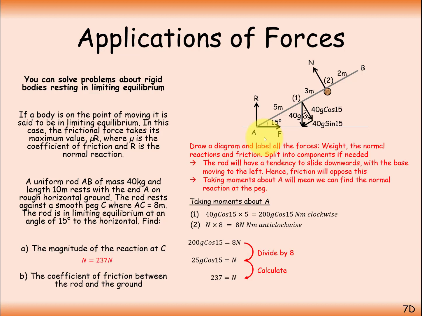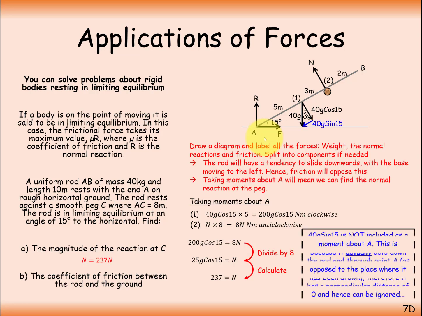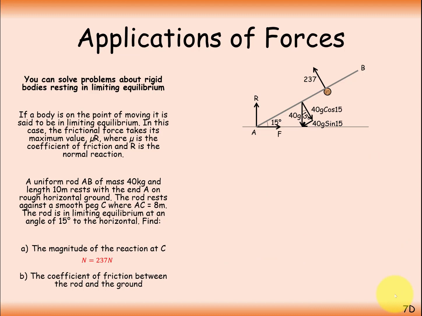Now B, the coefficient of friction between the rod and the ground. So, important fact, this 40g sin 15 is not included as a moment about A, because it acts down the rod, not perpendicular. You need to remember this. So it has a perpendicular distance of 0 and hence can be ignored. If you recap from what we learned in the past, hopefully that will make sense.